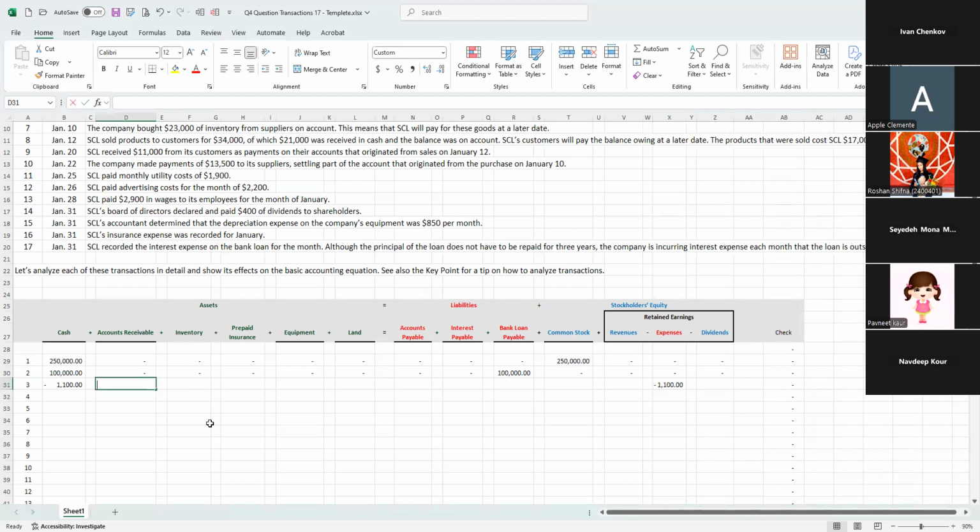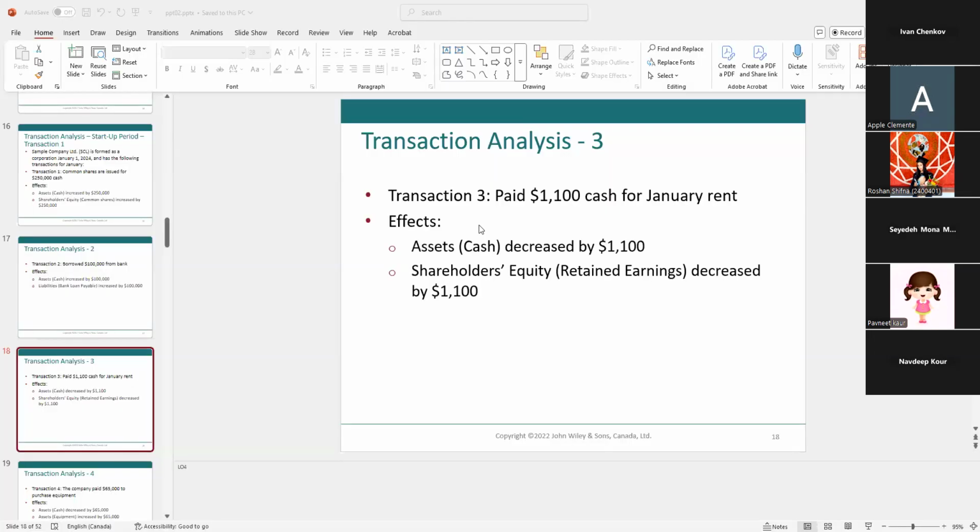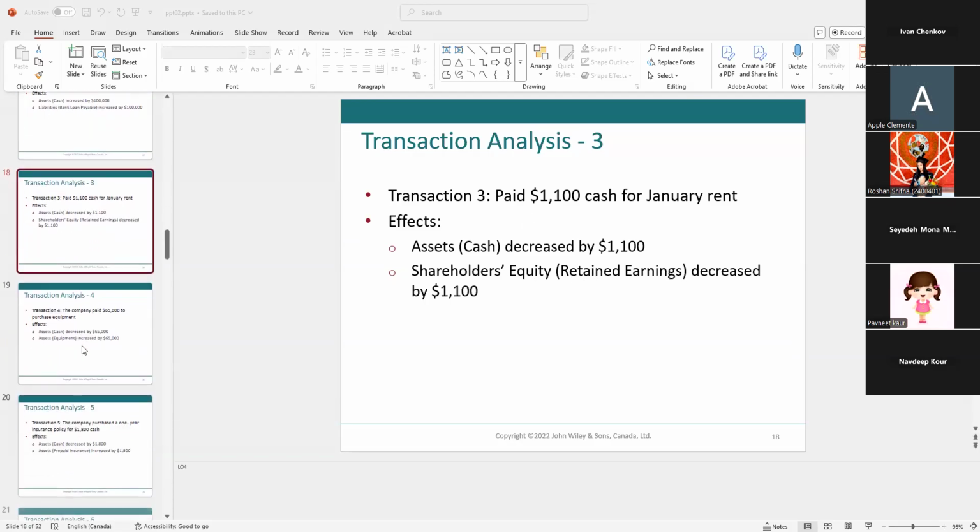There's no accounts receivable. There's no inventories. Nothing here. Nothing here. No revenue. No dividends. Just expense. We paid the rent. Make sense? Yes, boss. Okay. Let's see the next challenge. That was with the rent. Cash going down. Expenses going up. We're going to see this effect on the retained earnings in just a second.